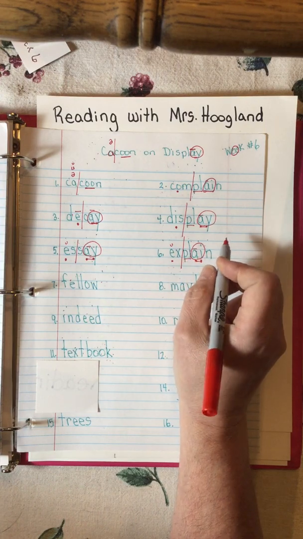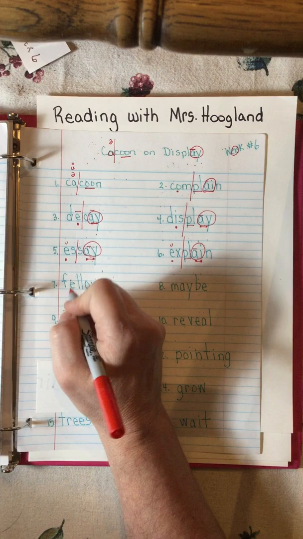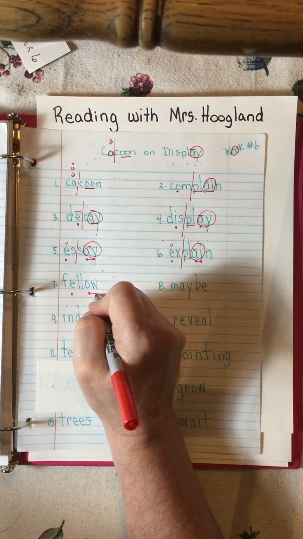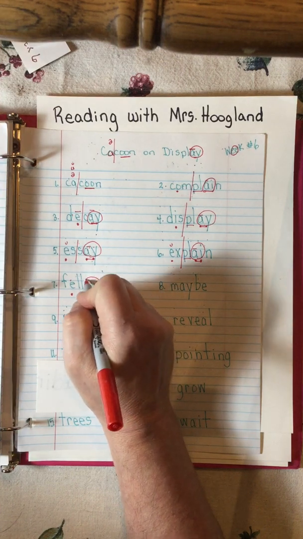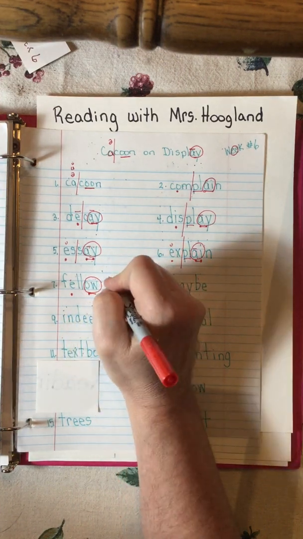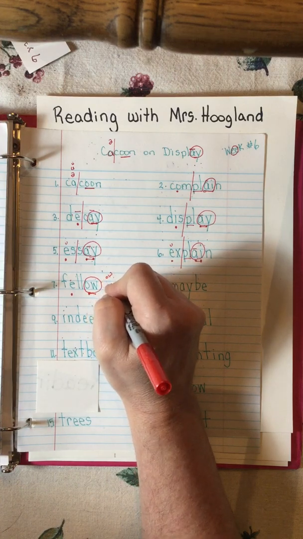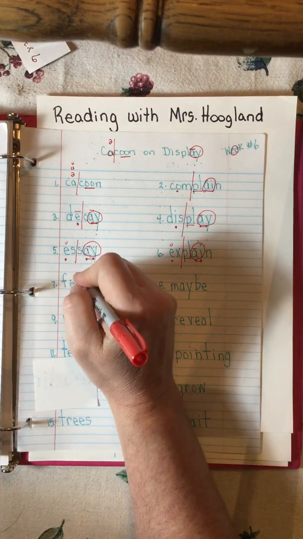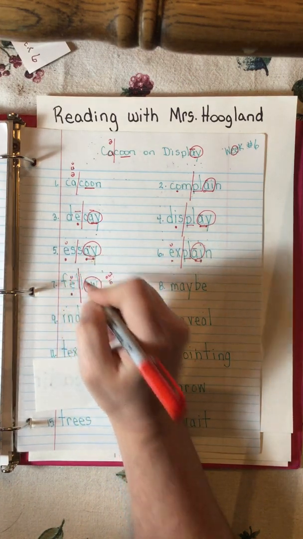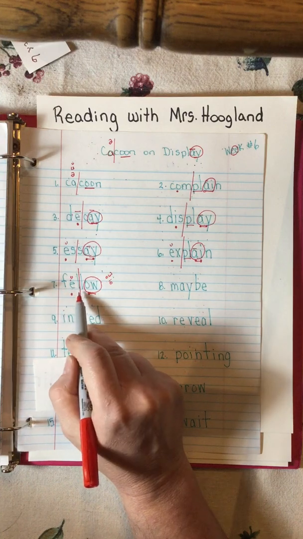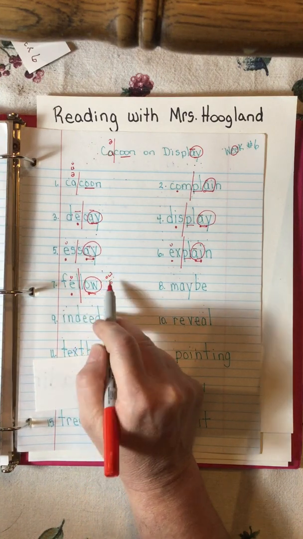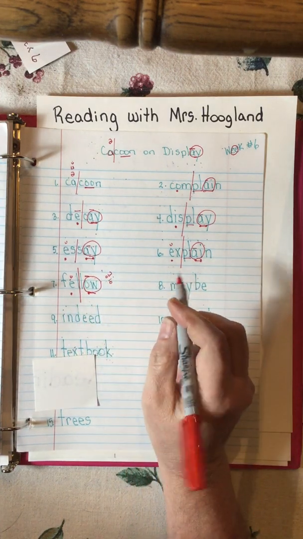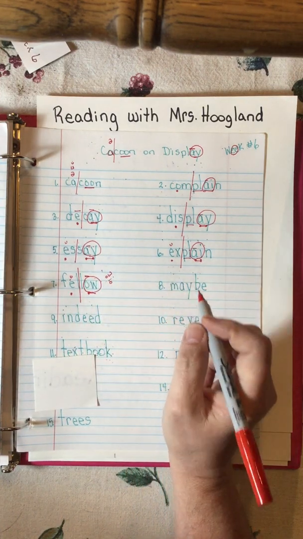Next word, I see a vowel, and then I see a vowel, but I see a chunk right here. I know that OW is either going to say ow or it's going to say long O. Well, I see vowel, consonant, consonant, vowel, so I know I can split this right here. And that's going to be fell. Is this fell-low or fellow? It is fellow. A fellow, he was a nice fellow. He was a nice guy.